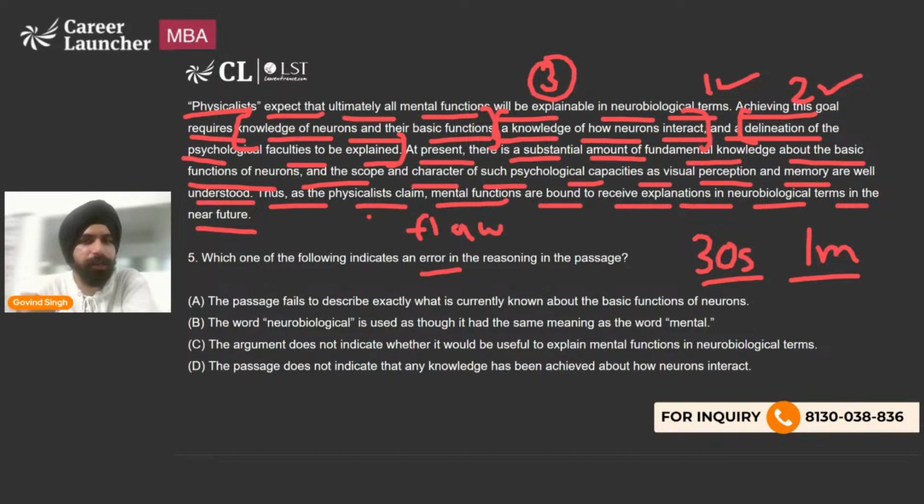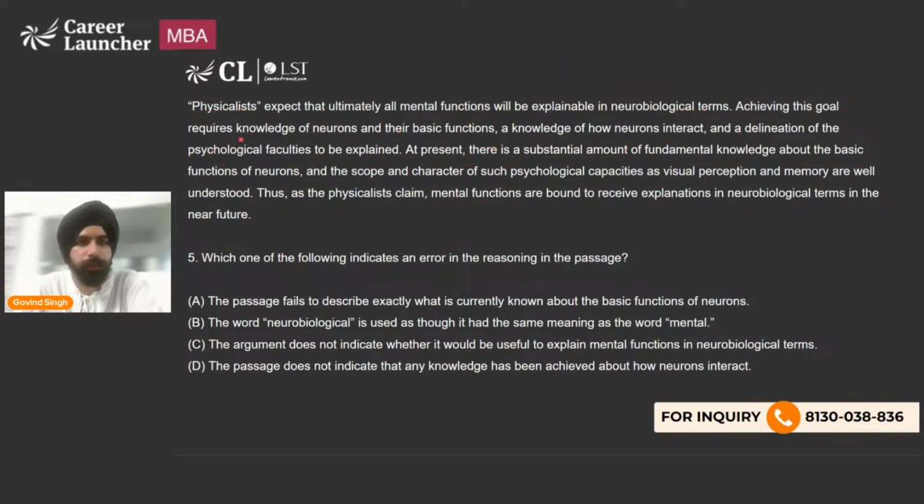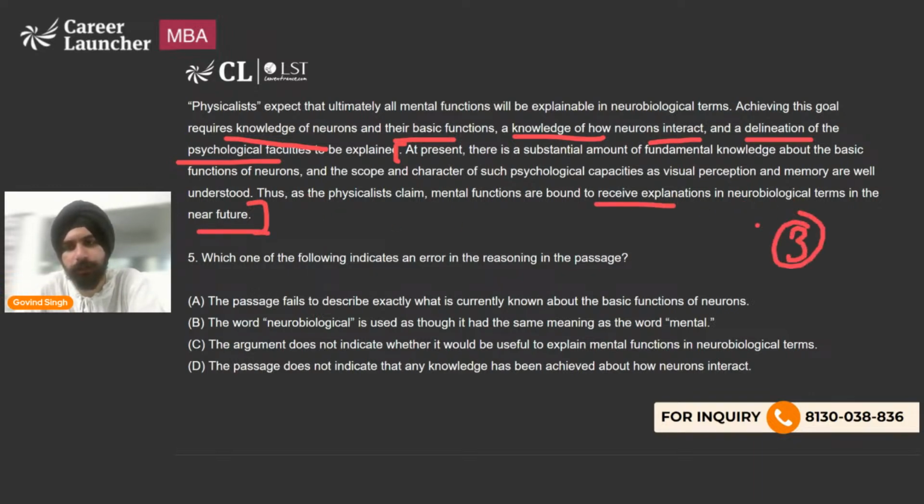सिर्फ passage पढ़ के ही I can identify the flaw that the third parameter is not fulfilled. That is a knowledge of how neurons interact. If you read the passage carefully, you need knowledge of neurons and basic functions, knowledge of how they interact, and delineation of psychological faculties. But आपको दो ही चीजें available. So there is a simple flaw in the reasoning कि कैसे हम near future में explain करेंगे उसको when we don't have the third criteria yet.